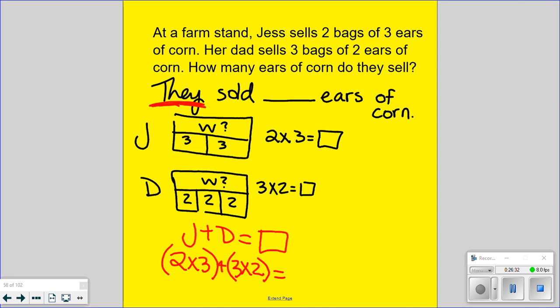Rylan started to solve some of this. What is 2 groups of 3 worth? Just say it. 6. Plus, no, is it times or plus? Plus 3 groups of 2. 6. So 6 plus 6 would solve it.